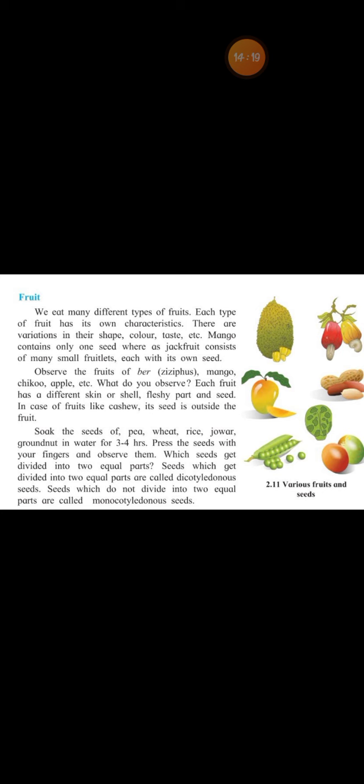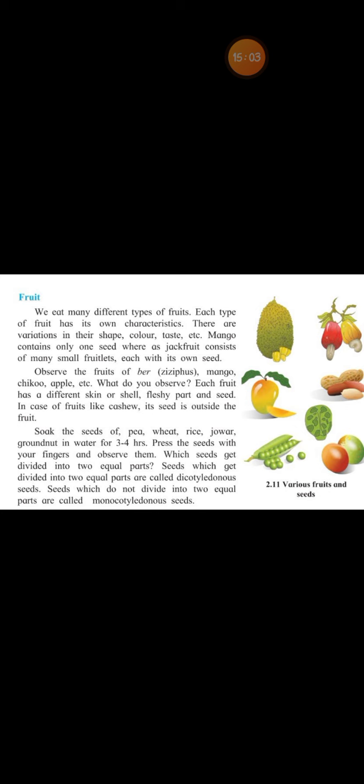Fine, children? On your right hand side, you can see various kinds of fruit. Jackfruit, cashew nut, mango, peas, tomato, etc. We eat many different types of fruits, right, children? Each type of fruit has its own characteristics, its own features. There are variations in the shape, color, taste, etc. Mango contains only one seed, whereas jackfruit consists of many small fruitlets, each with its own seed.